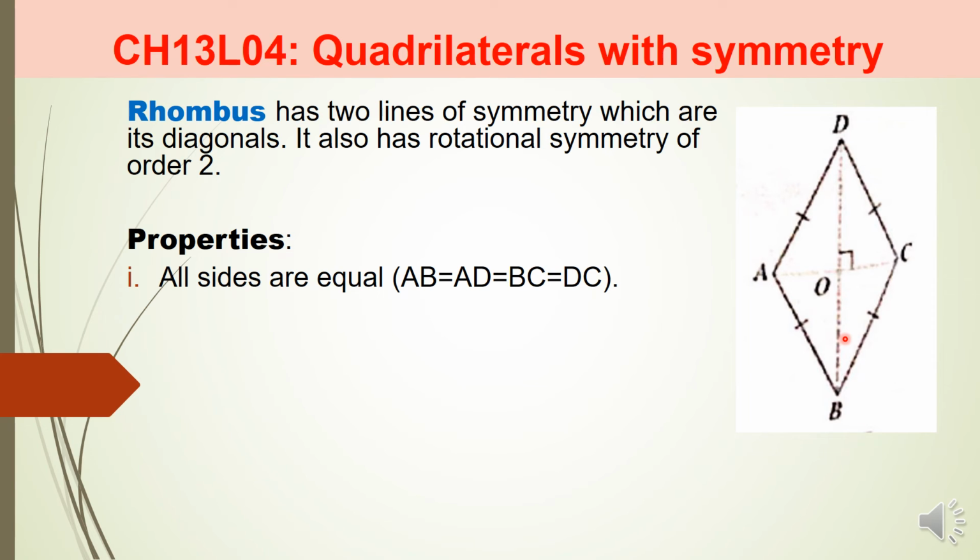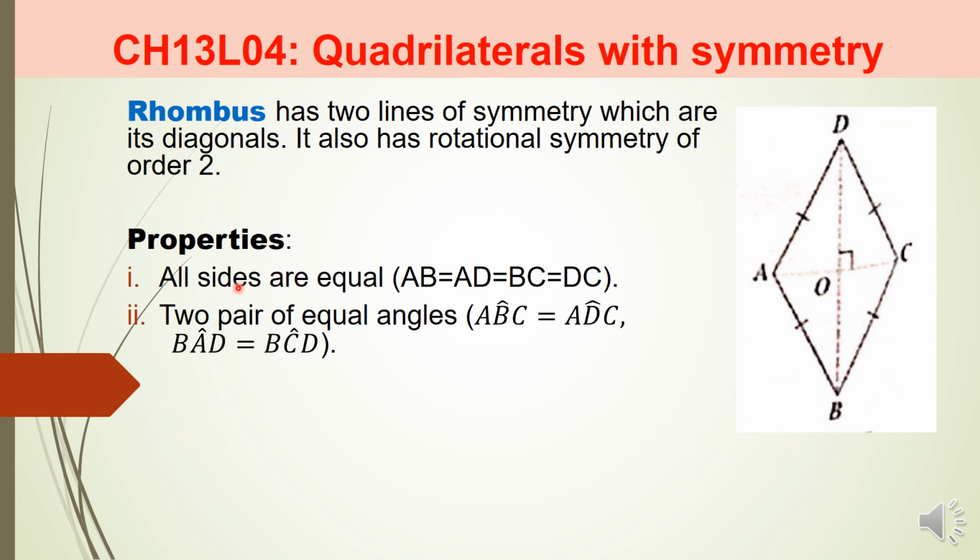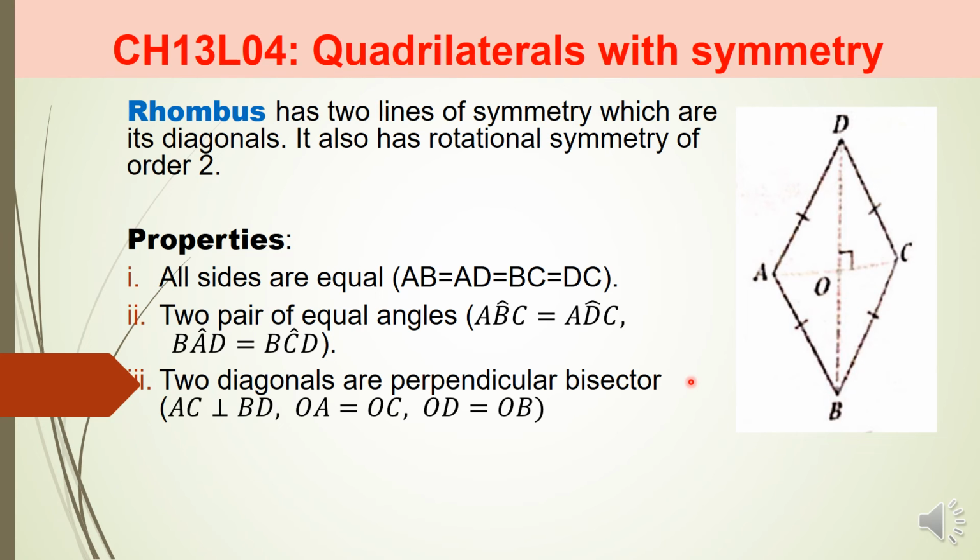So we have the property that all sides are equal. And two pairs of equal angles. So two pairs of equal angles means angle A equals angle C, because BD is the line of symmetry. So the opposite angles are equal. And AC is also a line of symmetry, so angle D equals angle B. And one more, the two diagonals are perpendicular bisectors. You see this part will be perpendicular, but also point O is the midpoint of the two diagonals. So it means OA equals OC, OB equals OD.